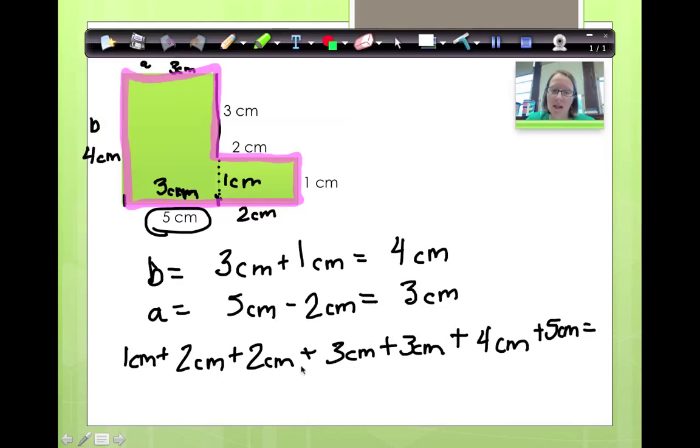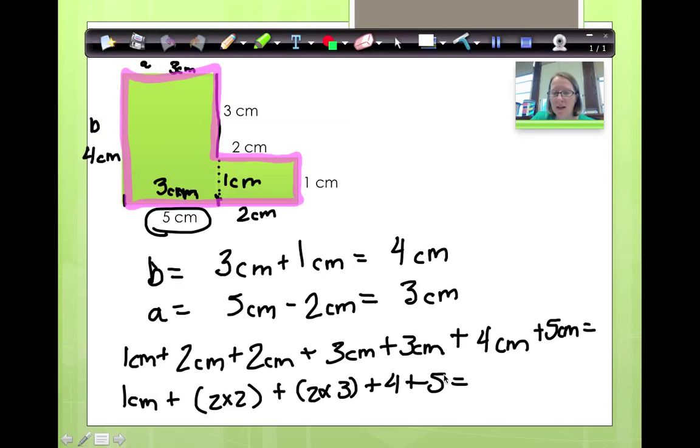Or I can do things a little bit faster. I can do 1 centimeter plus, in parentheses, 2 times 2, because that's what that is, plus 2 times 3, because that's what that is, plus 4 plus 5. Okay, so here we go.